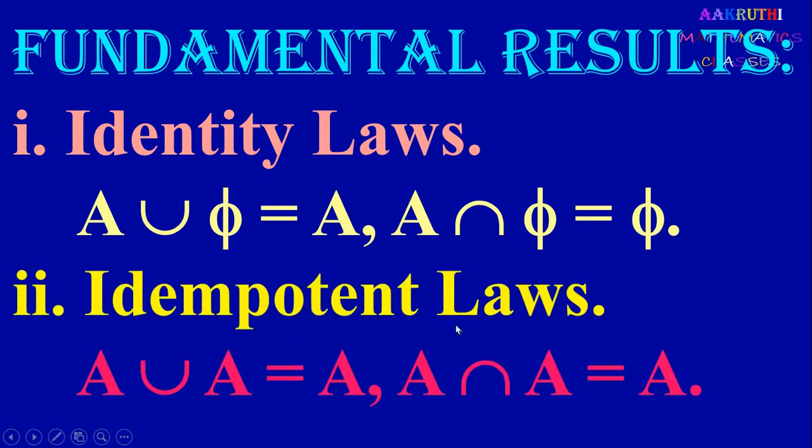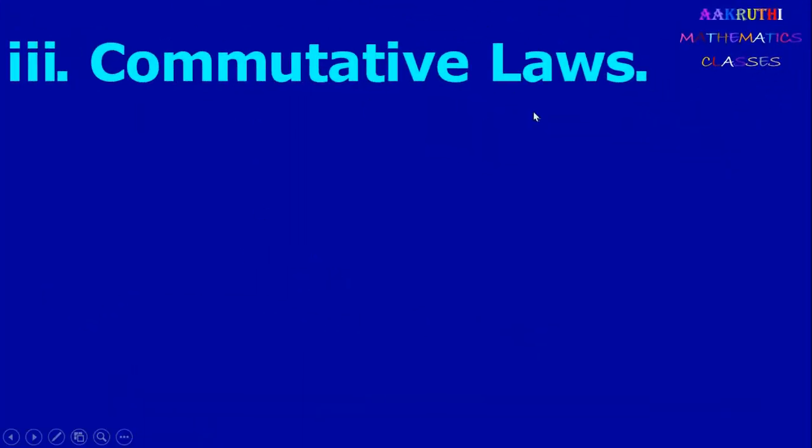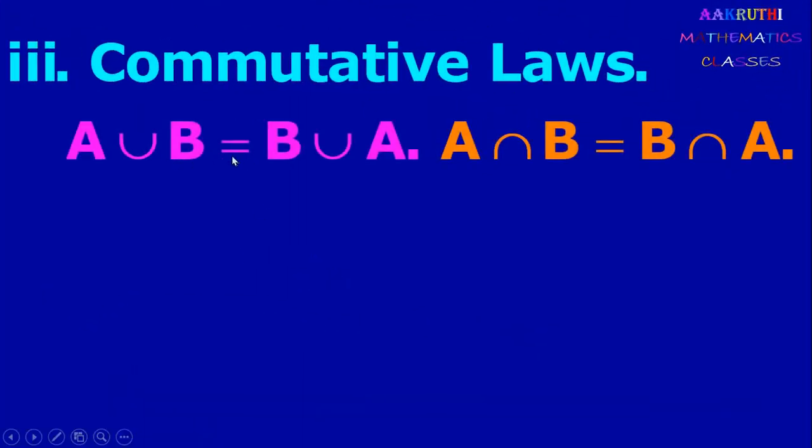Next one, it is the idempotent law. A union A equal to A only. So when we take A union A, we get A only. A intersection A is also A only. Union of the same set is the same set. Intersection of the same set is also the same set we get. So next one is the commutative law, that is A union B is the same as B union A. We can interchange these two sets. Same way, A intersection B is also equal to B intersection A. Here also we can change the two sets.